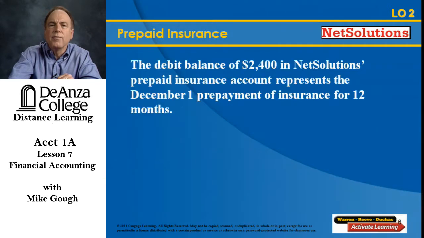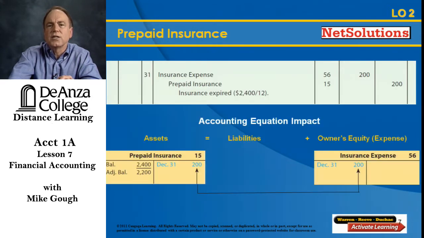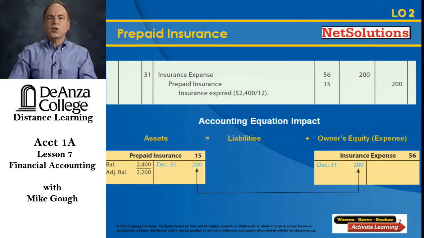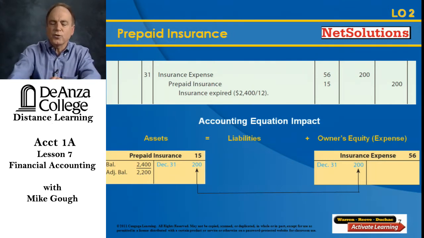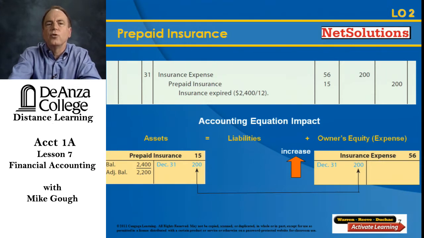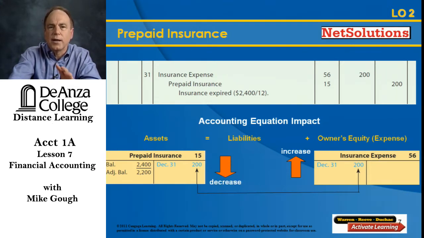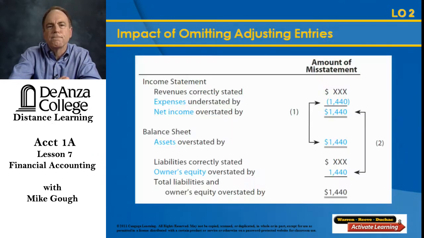Now, the debit balance of $2,400 in the prepaid insurance represents a December 1st prepayment of insurance for 12 months. So we take a look at this and we say, okay, if I take $2,400 divided by 12 months, that's $200 a month. So as a result of that, I'm going to recognize $200 in insurance expense and credit prepaid insurance. So debit insurance expense $200, credit prepaid insurance for the same amount.